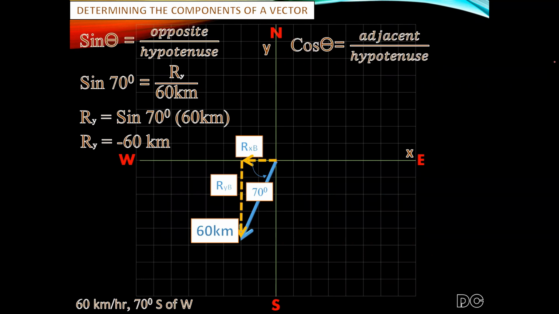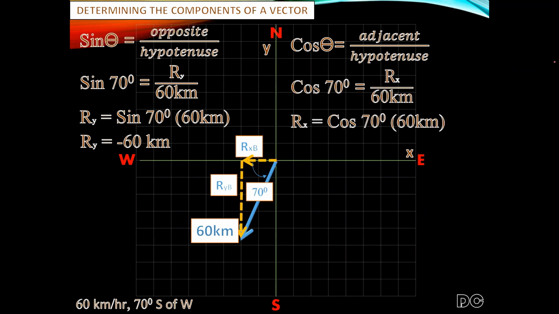Next is for the cosine. Since the adjacent is the x or r sub xb, r sub x is equal to cosine 70 degree times 60 kilometers, and that is equal to negative 20 kilometers. Negative because the x on the third quadrant is also negative. So that is for the r sub xb and r sub yb.